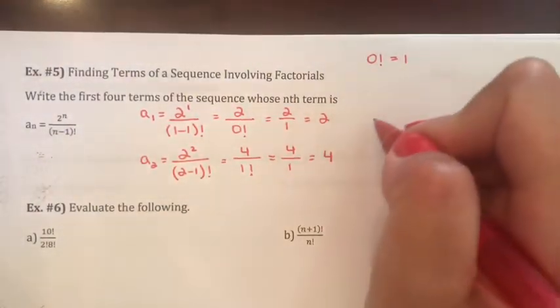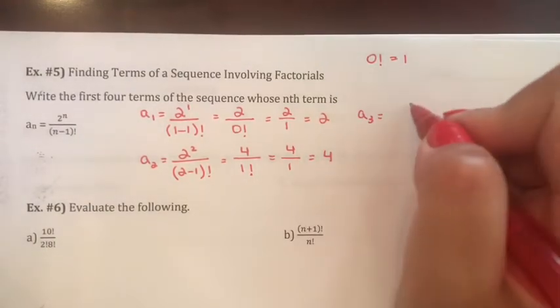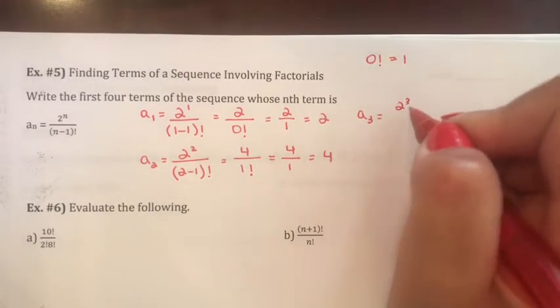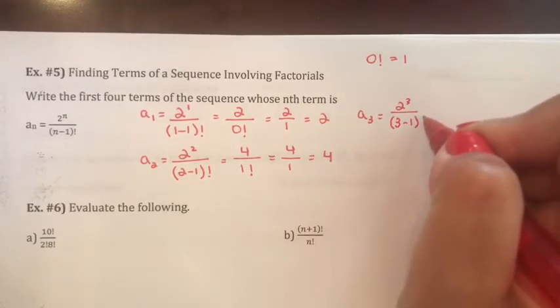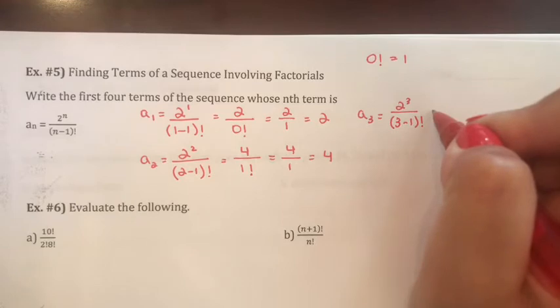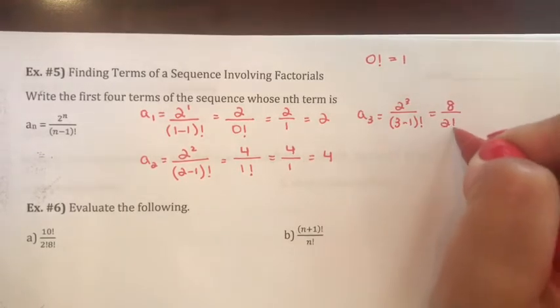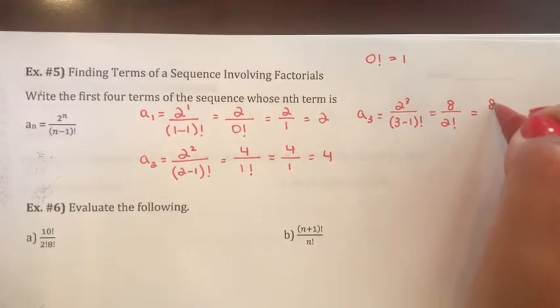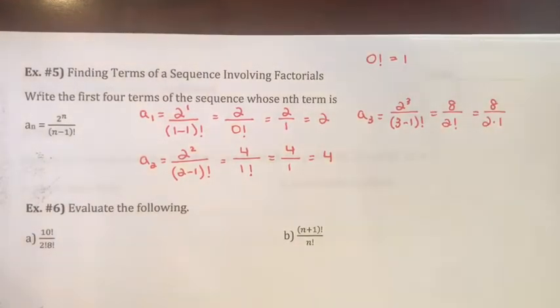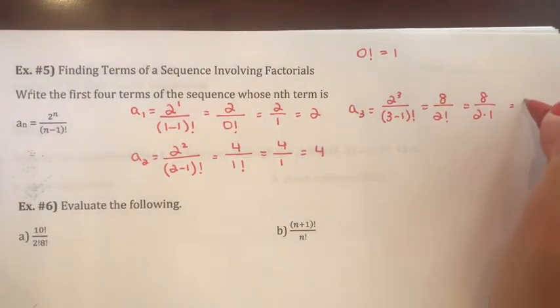Now we get into the third term. So 2 to the third power, 3 minus 1 factorial. So I have 8 on top, 2 factorial on the bottom. So that's 2 times 1. So this simplifies to 4.